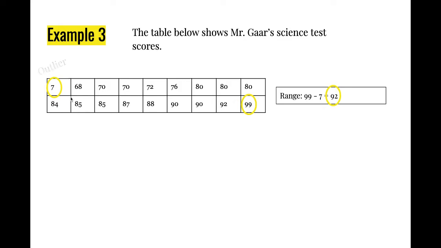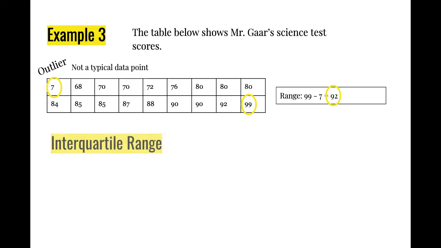I call this data point an outlier, which means not a typical data point, meaning a number that is either much lower or much higher than the rest of the values in my data set. And what this does is it throws off the range, right? It makes it a little bit misleading when we're talking about the spread of the data. Luckily, there is another tool that I can use to represent spread or variability in a data set, and that is called the interquartile range.